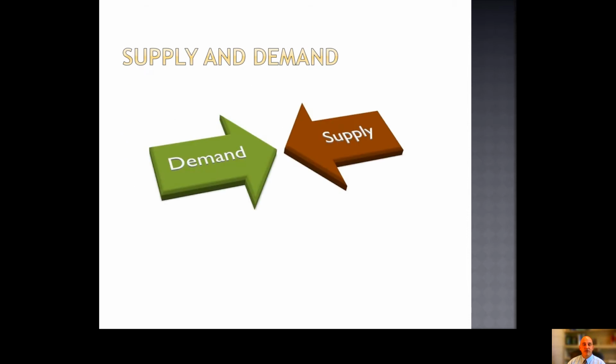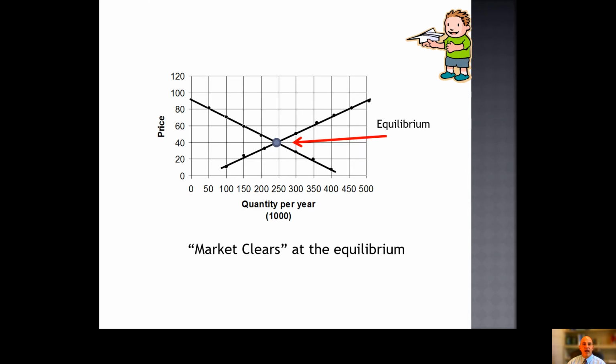Now, when I put the two of them together, I get the market system. When we graph supply and demand, you will notice that there is a point at which supply and demand intersect each other. That's a special point called an equilibrium. At the equilibrium, we tend to say that the market clears. What that means in this example is, if the price is 40, there are 250,000 toys demanded, and there are 250,000 toys on the shelf. It means that nobody wants any more at that price and can't get it, and businesses don't have any left over that they're not able to sell at that price. The quantity demanded is exactly the same as the quantity supplied.